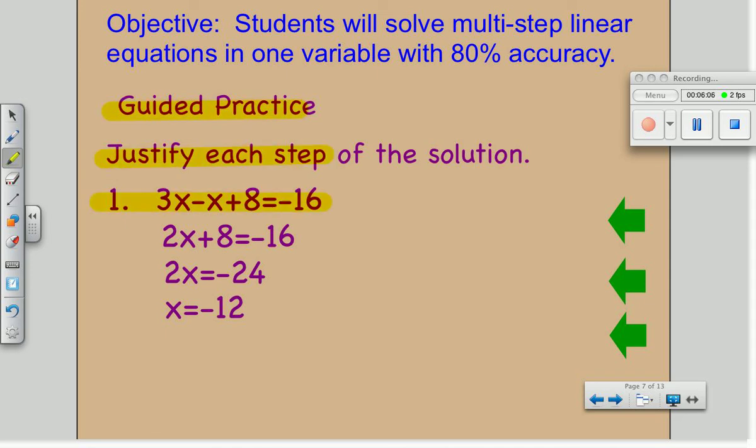Number 1, 3x minus x plus 8 equals negative 16. What did I do here? All I did was write the original equation. Sorry, we're starting down here, I guess. Combine like terms. So this one was write original equation.